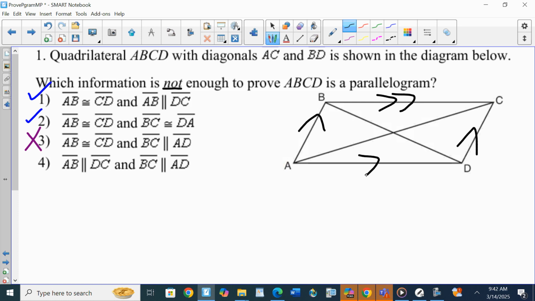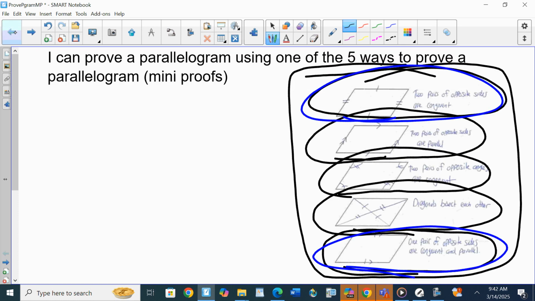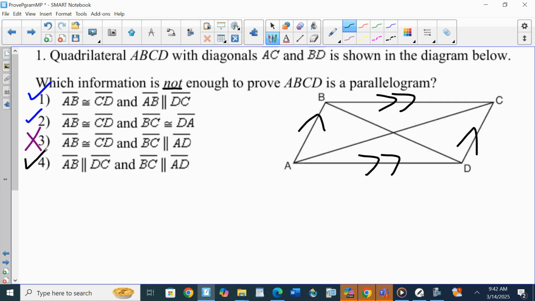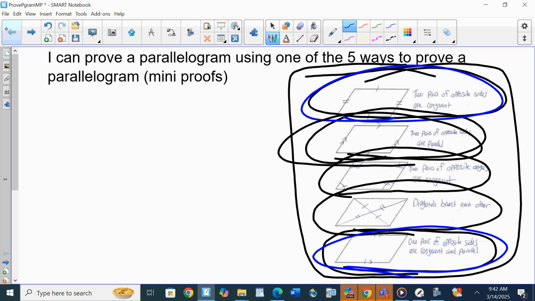And finally, if I take a look at choice 4, AB is parallel to DC, BC is parallel to DA. Is that one of my 5 ways to prove a parallelogram? Yes, that is 2 pairs of opposite sides parallel. So for these multiple choice questions, you're basically just going through each choice, and if it's one of these 5, then yes, it proves it's a parallelogram, and if it's not, then it's not.